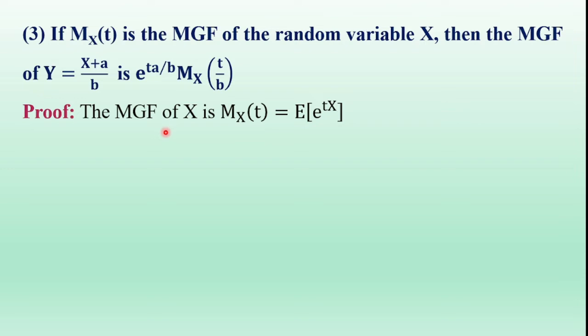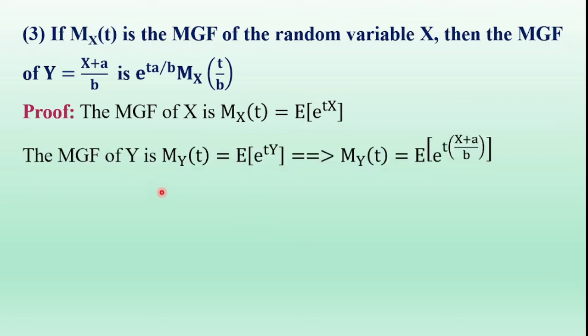We know that from the definition, the moment generating function of the random variable X is Mx(t), which is the expectation of e^(tX). Similarly, the moment generating function of the random variable Y is My(t), which is the expectation of e^(tY). Now here Y is (X + a)/b, and substituting this Y value into the RHS term of this equation, we get My(t) is the expectation of e^(t(X + a)/b). So multiplying t within the bracket term, the RHS term is the expectation of e^(tX/b) into e^(ta/b).